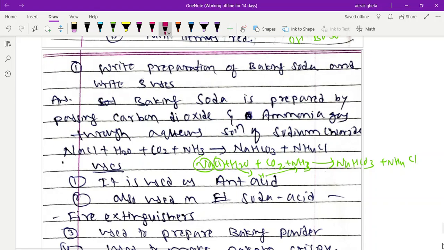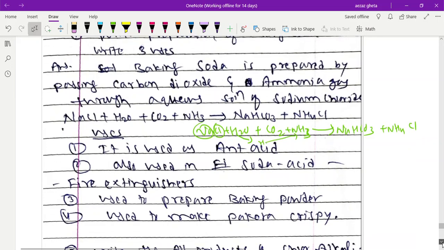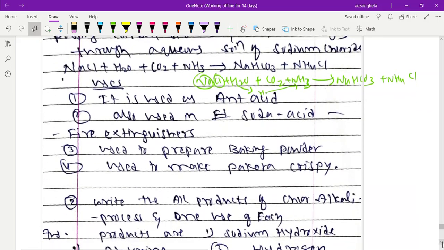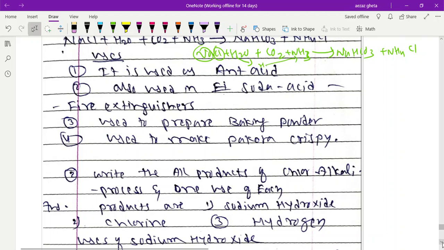Where is this baking soda used? It is used as an antacid. It means that it neutralizes the acid in our stomach if excess acid is there, that is, acidity. It is also used in soda acid fire extinguishers, used to prepare baking powder, and also used to make pakoda crispy. What is it used to make? Pakoda. Crispy pakoda, right?